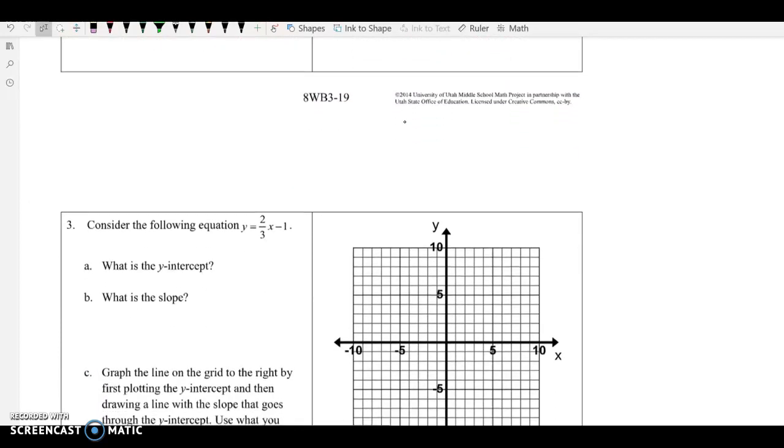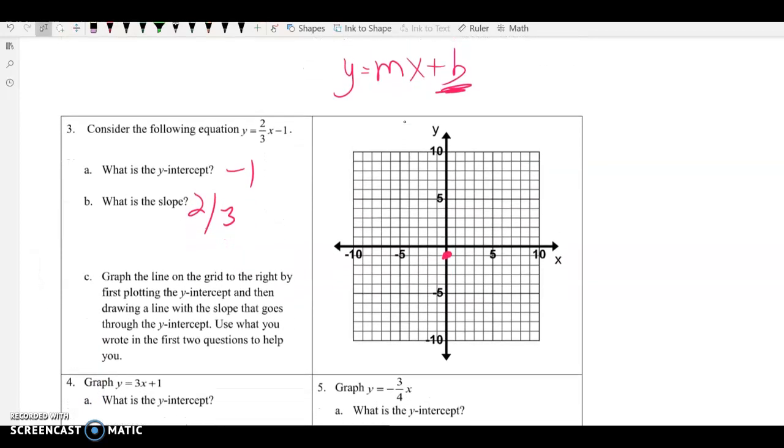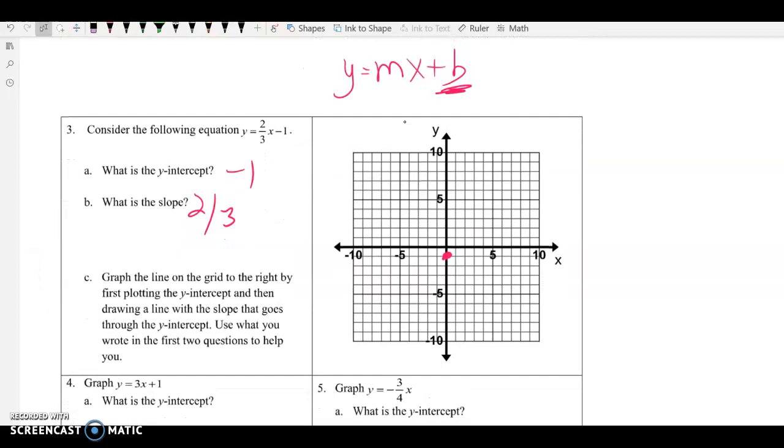All right. So down below it says consider the following equation. y equals 2/3 x minus 1. What is your y-intercept? Well, remember our y-intercept, if I have y equals mx plus b, is always this point right here, that b value. So I know my y-intercept is -1. What's your slope? Well, it's 2/3. So it says graph the line on the grid to the right by first plotting the y-intercept, then drawing a line with that slope that goes through the y-intercept.